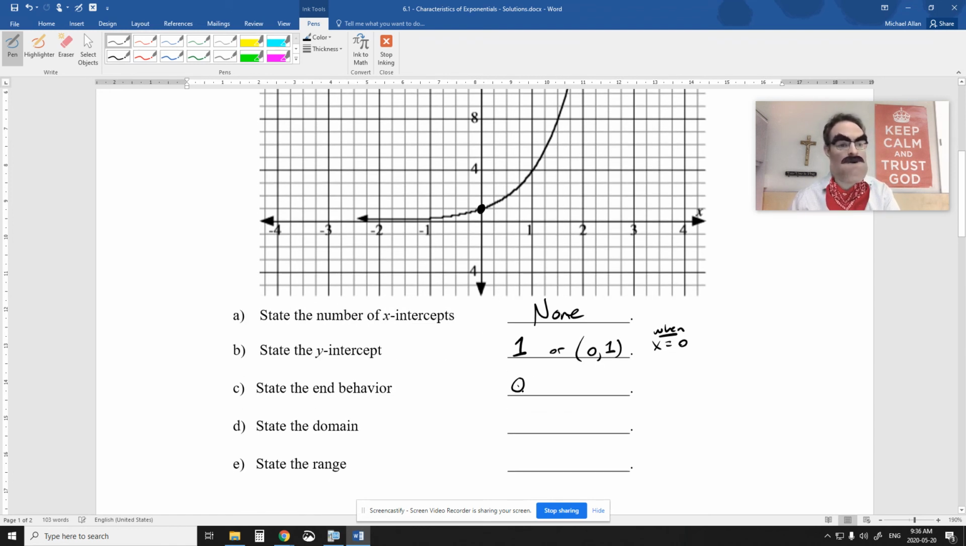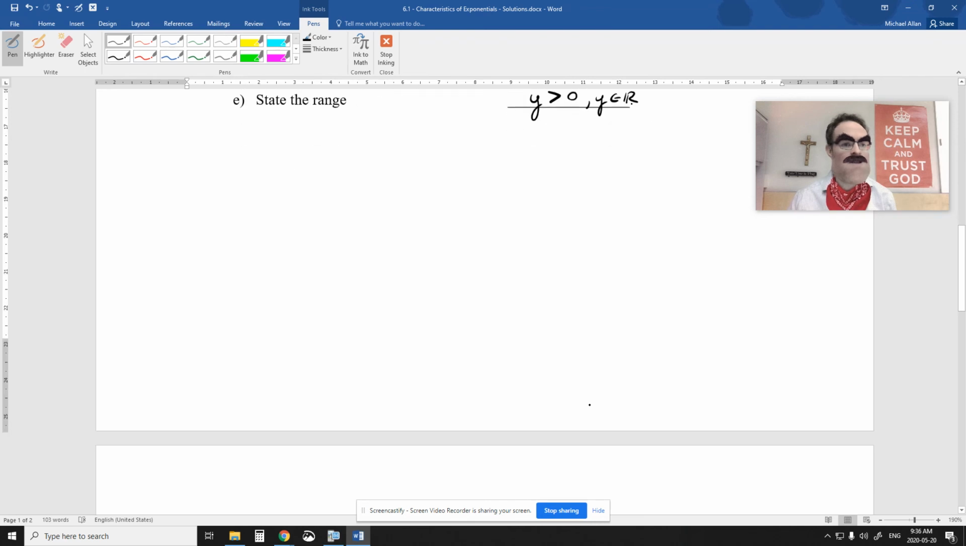End behaviors here. We're going from quadrant 2 to quadrant 1, right? So that's what's happening there. You always read it from left to right. The domain here, we've got x ∈ R, and my range is going to be y has to be greater than 0, y ∈ R. We're not too concerned about the formal way of writing these with little curly brackets at this point. So it should be good there.